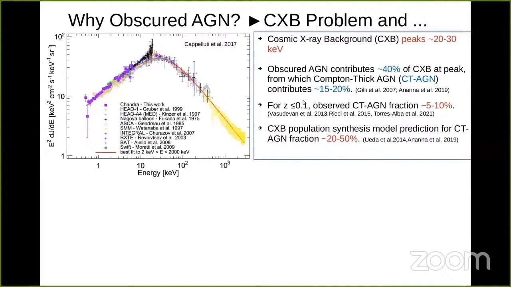Now, at low redshift, that is below 0.1, the observed fraction is only about 5 to 10%. Whereas the CXB population synthesis models predict that the fraction of CT AGN will be around 20 to 50%. Thus, to narrow this large gap between observation and model predictions, we set out to hunt the missing population.